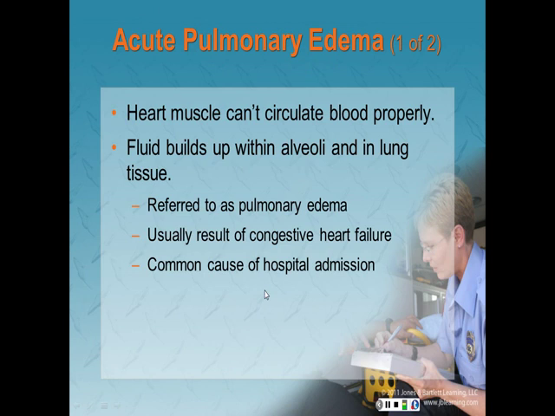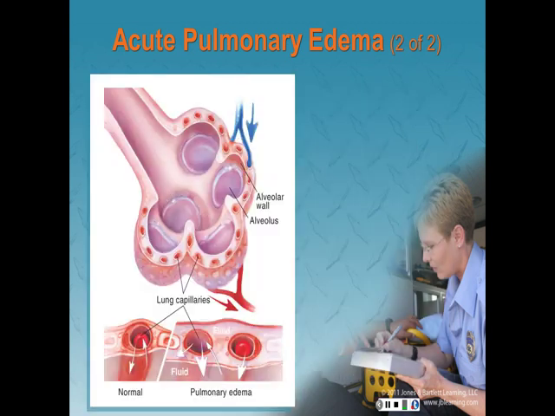Acute pulmonary edema. Sometimes the heart muscle cannot circulate blood properly. The left side of the heart cannot remove blood from the lungs as fast as the right side delivers it. Fluid builds up within the alveoli and in lung tissue, and this accumulation of fluid is referred to as pulmonary edema. The condition usually results from congestive heart failure. The patient usually experiences dyspnea with rapid shallow respirations. In severe cases, a frothy pink sputum forms at the nose and mouth.